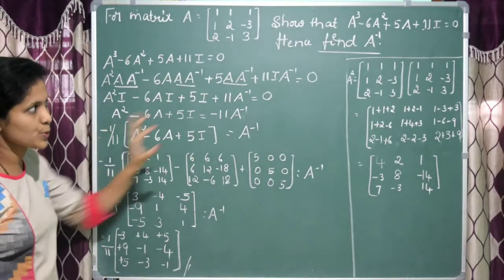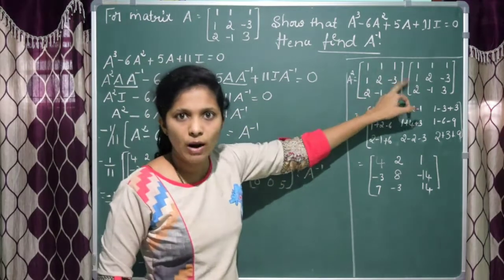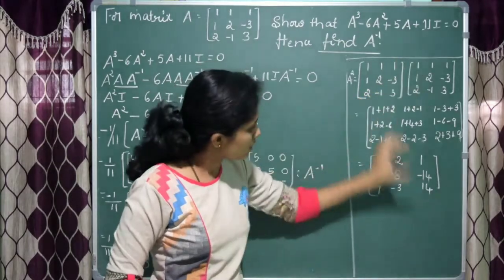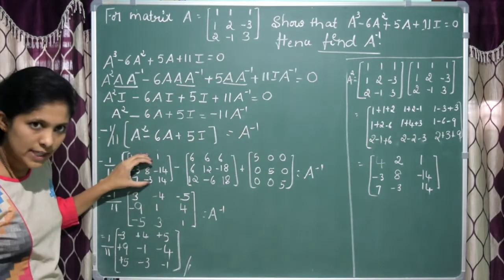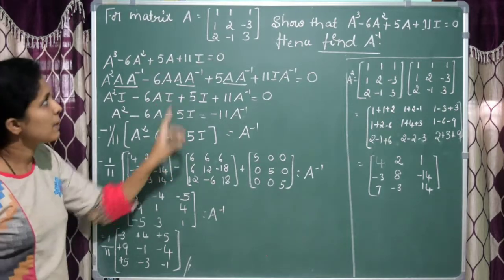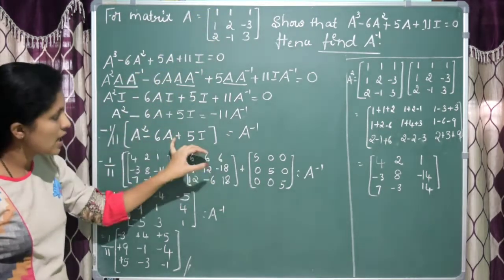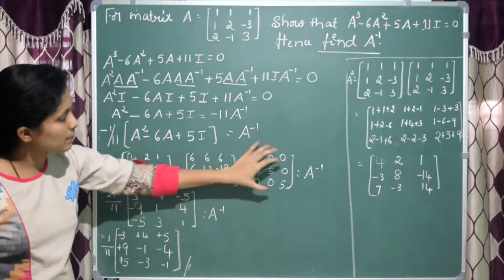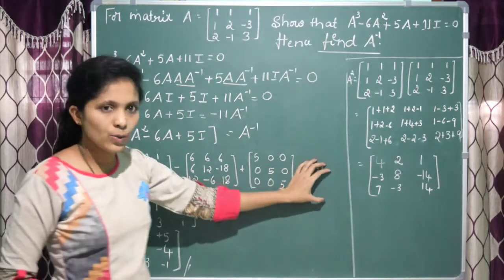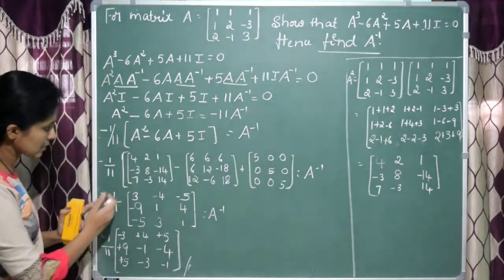Next you have to substitute minus 1 by 11, and A square you have to substitute here as told. A and A, you have to multiply these two matrices. By multiplying that I got the value of A square. I just substituted the value of A square, minus 6 into A, multiplying matrix A by 6, plus 5 into I, the identity matrix of order 3, so multiplying the identity matrix by 5, is equal to A inverse. Is it clear? Just the next simplification.